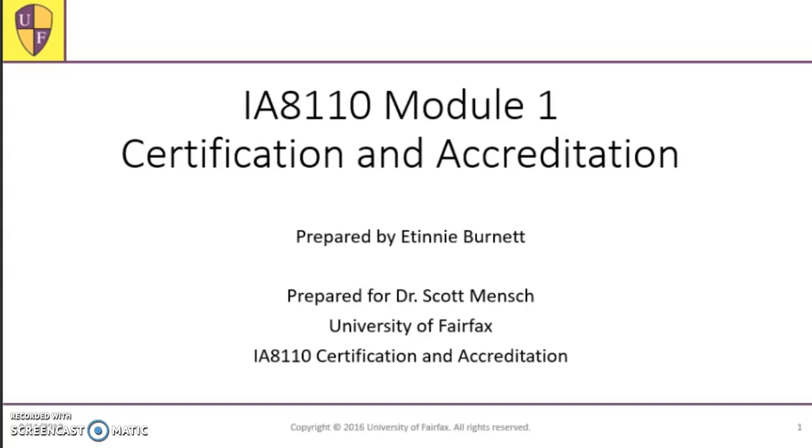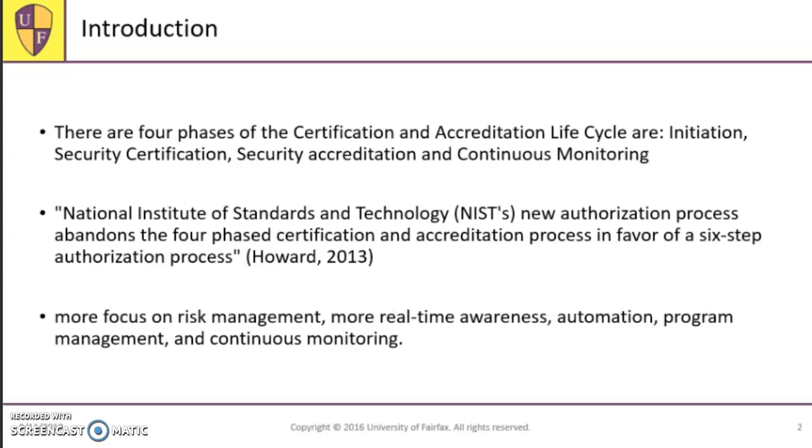As a part of my introduction, the basic 4 phases of the certification accreditation lifecycle are initial security certification, security accreditation, and the continuous monitoring. I also like to point out in the text, basically the NIST standard is going to a new authorized process, and they're planning to abandon the 4-phase certification, which is moving to a 6-step phase. Within that phase, it's going to be more focused on risk management, more real-time awareness, automation, program management, and of course continued monitoring.